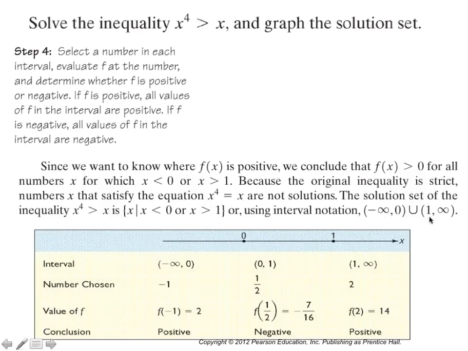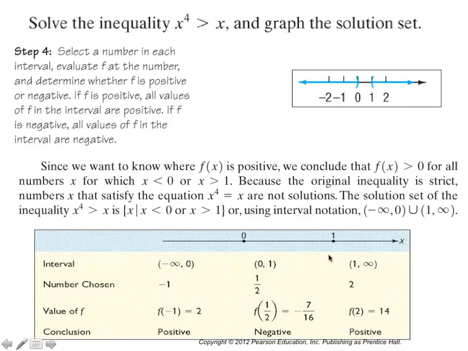Either one of these is fine, but make sure that you pay attention to whether MyMathLab wants interval notation or set builder notation. Now, if we had had this same problem but with a less than sign, then what we would have done is we would have taken the negative solution instead, and our interval would have been from 0 to 1.